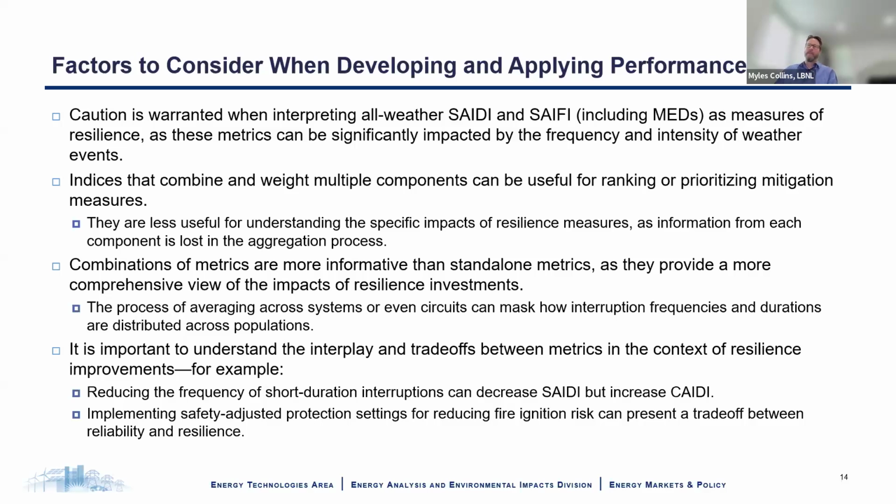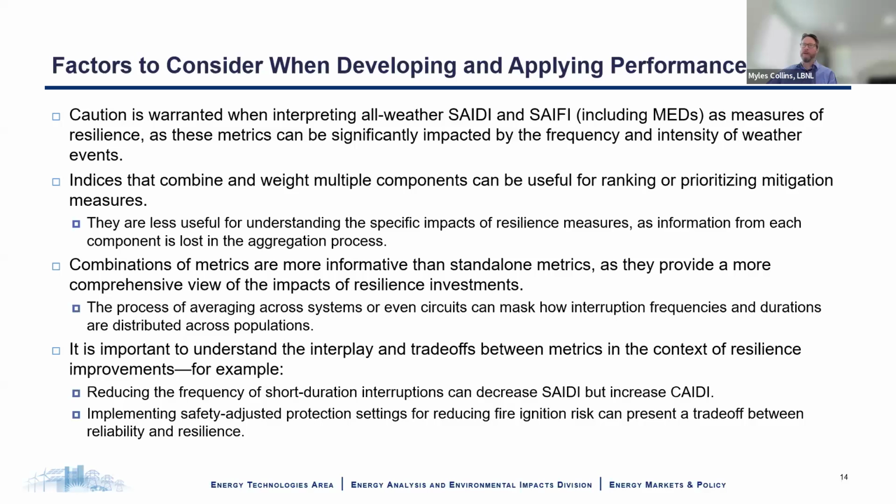So if you're reducing frequency of shorter duration interruptions, you can actually decrease SAIFI, but you would have an increase in the average interruption duration. And then, for fire risk mitigation, if you have safety adjusted protection settings, you can have more resilience, but perhaps your reliability indices decrease.